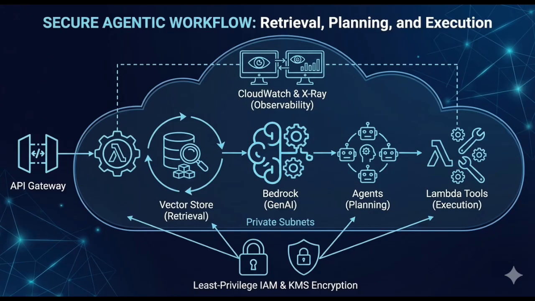If you're asked to describe your diagram, say something like this. Requests enter through API Gateway and are orchestrated by a Lambda service, which performs retrieval using embeddings from a vector store before invoking Bedrock. Agents use this knowledge to plan actions executed via Lambda tools, with full observability through CloudWatch and X-Ray, all running in private subnets with least privilege IAM and KMS encryption. That single explanation hits architecture, security, RAG, agents, and operations.